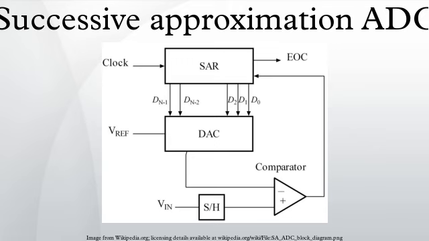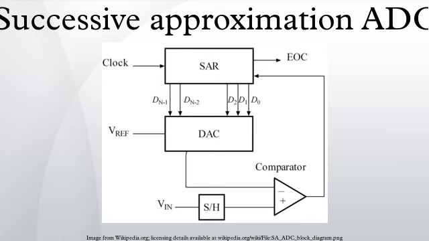Then the next bit is set to 1 and the same test is done, continuing this binary search until every bit in the SAR has been tested. The resulting code is the digital approximation of the sampled input voltage and is finally output by the SAR at the end of the conversion.